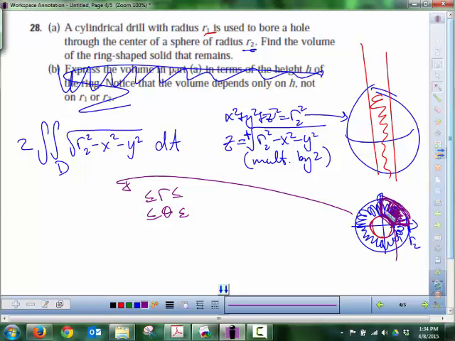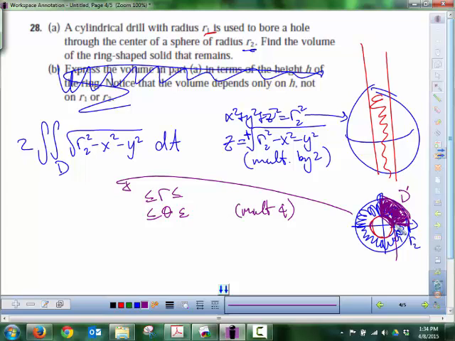So let's let my D be this region in particular. Let's call this D prime. And then just remember to multiply by 4.